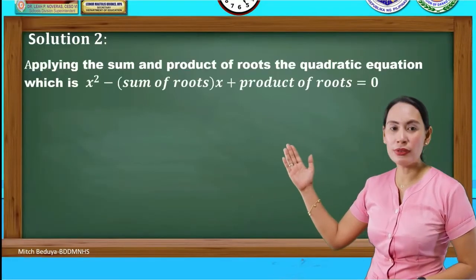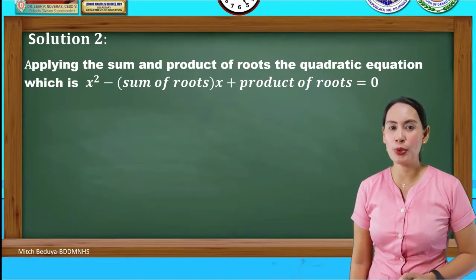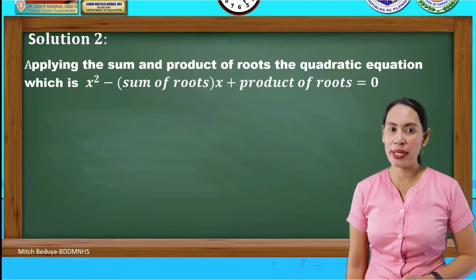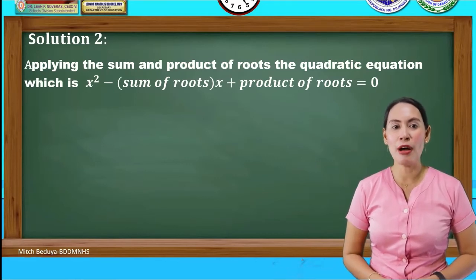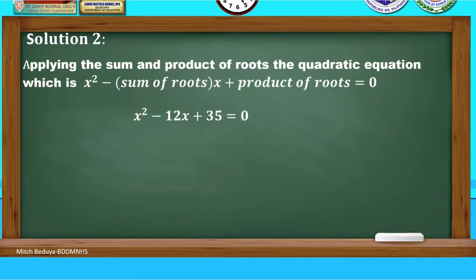Solution number 2. Applying the sum and product of roots of a quadratic equation, which is x squared minus the sum of roots times x plus the product of roots equals 0. So the equation is x squared minus 12x plus 35 equals 0.